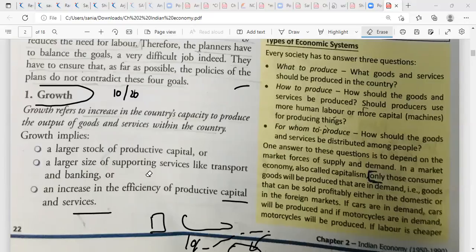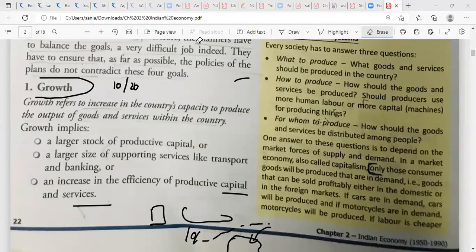Done, ma'am. Can you scroll down? Done? This one? Yes. Okay. Yes, ma'am.